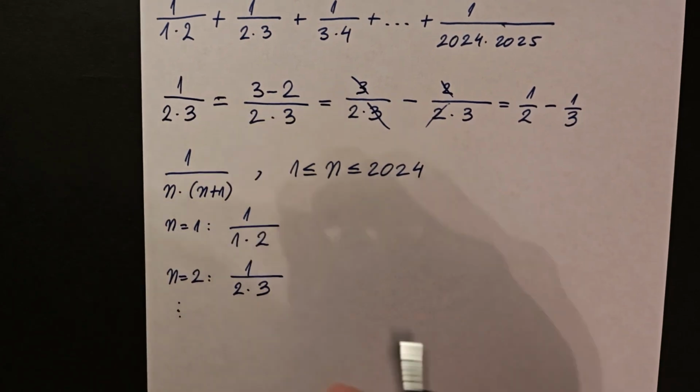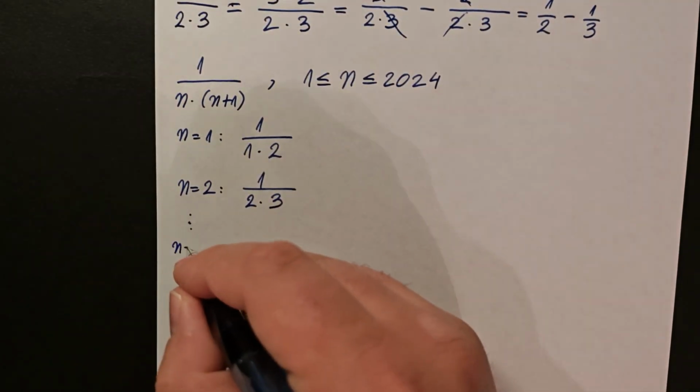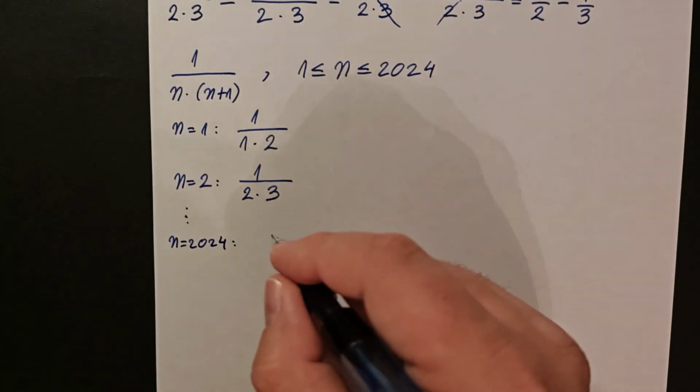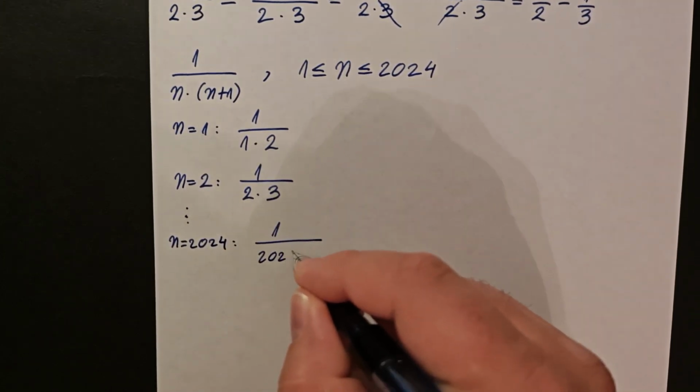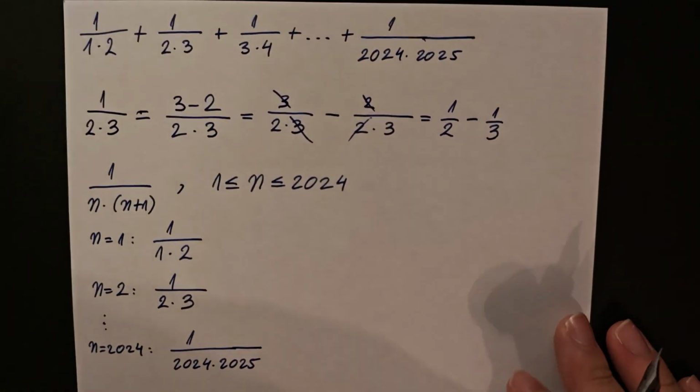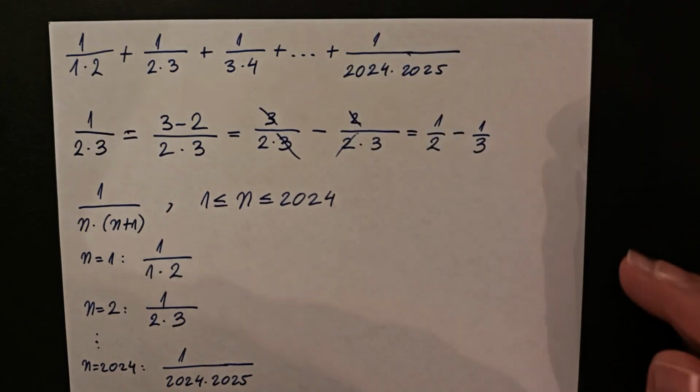And so on. If you decide to plug in the value of 2024 for n, you get 1 divided by 2024 multiplied by 2025. And that is the last fraction in our sum.